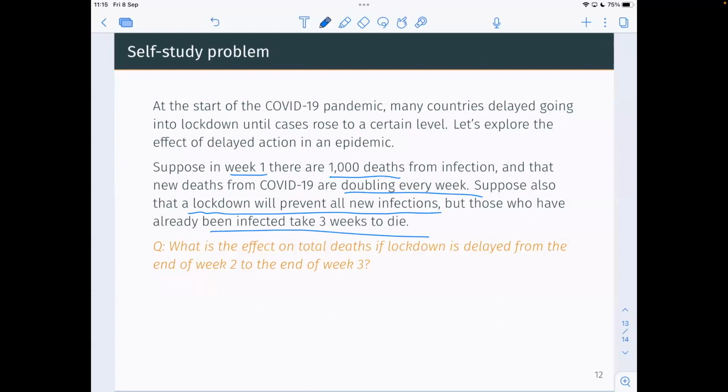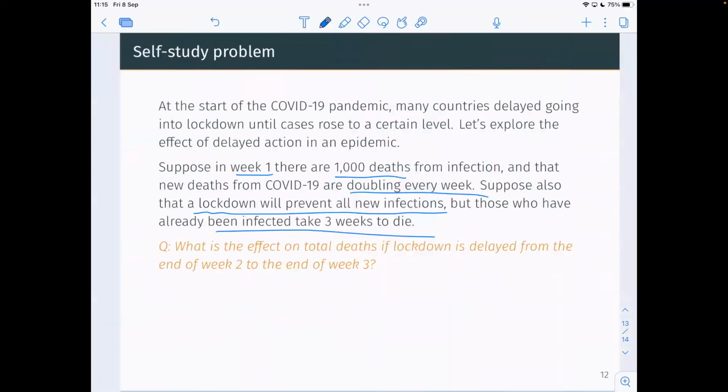So the question is, what is the effect on total deaths if we just delay lockdown from the end of week 2 to the end of week 3? Have a go at sketching a table. Right, so what will that look like? You can have a table that looks something like this. Your week, and you've got 2 scenarios. So you've got what happens if you've got lockdown in week 2, or lockdown in week 3.